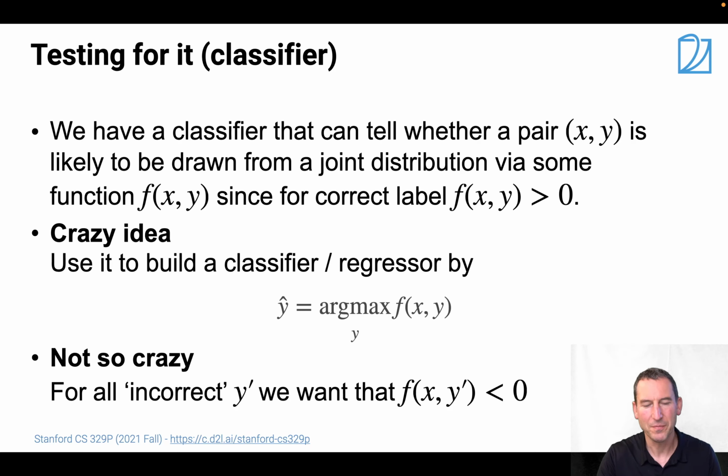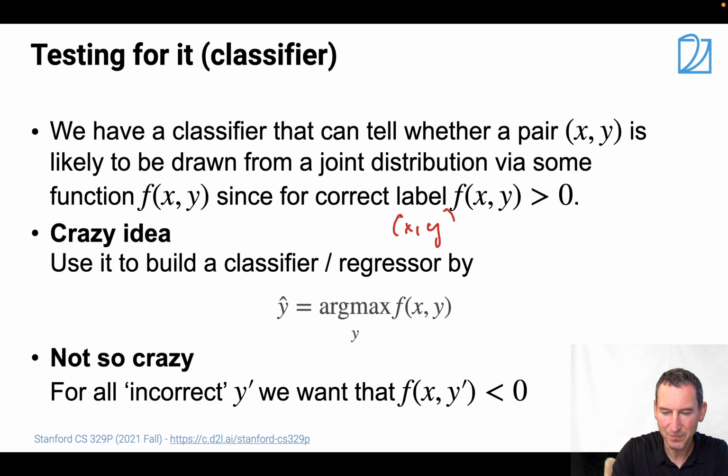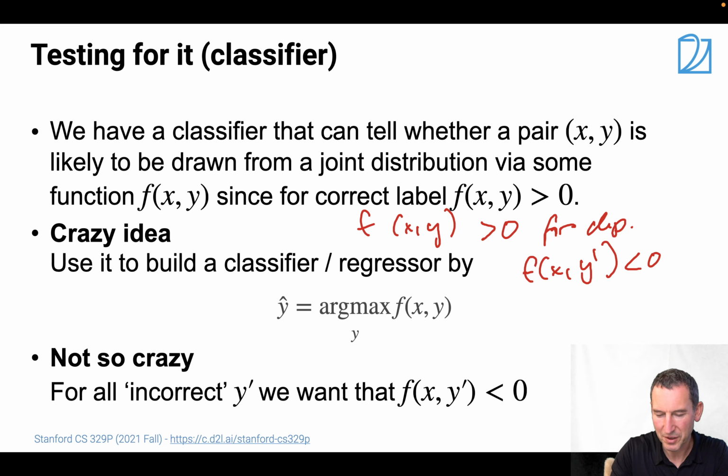Okay, so in terms of the conversation of, well, if you have a classifier, you get some nice collateral benefits. If you think about it, your classifier is going to be one where, for matched pairs x and y, f of x and y is greater than 0 for dependent ones, and I might have f of x and y prime less than 0 for independent.